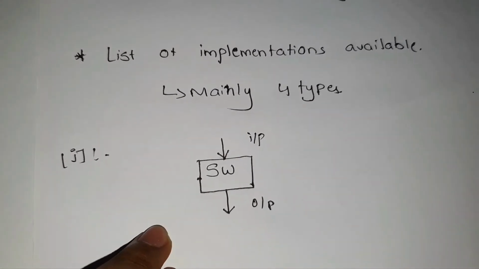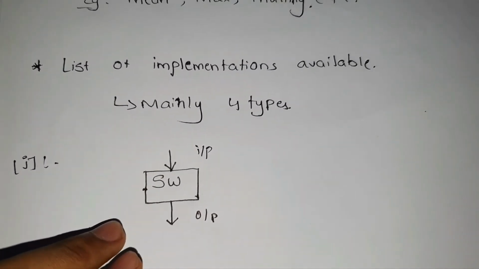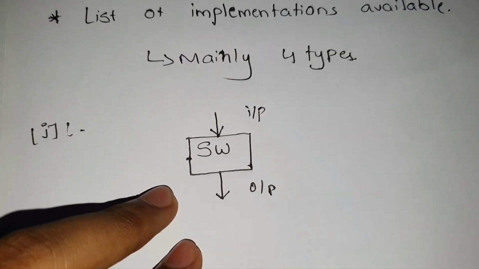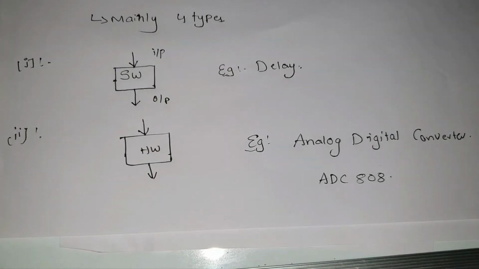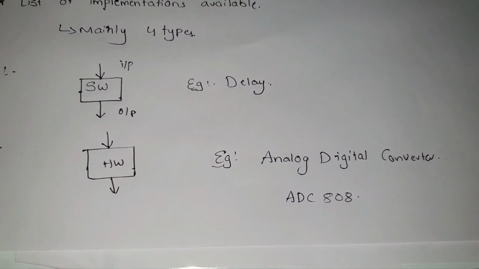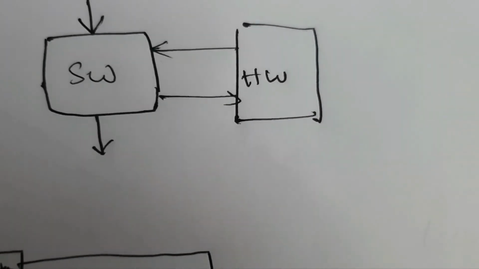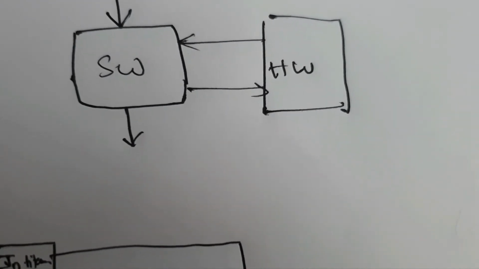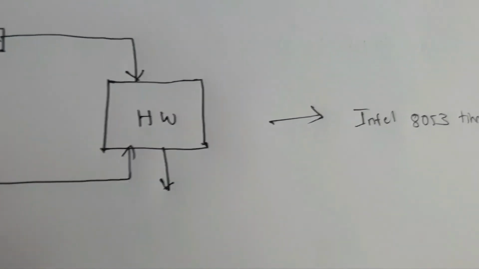First one is purely software implementation. In this purely software implementation, input is given and the software computation happens inside and then gives the output. Second one is purely hardware implementation. Example, analog digital converter. The third one is software implementation with the help of hardware. And the fourth one is hardware implementation with the help of software.